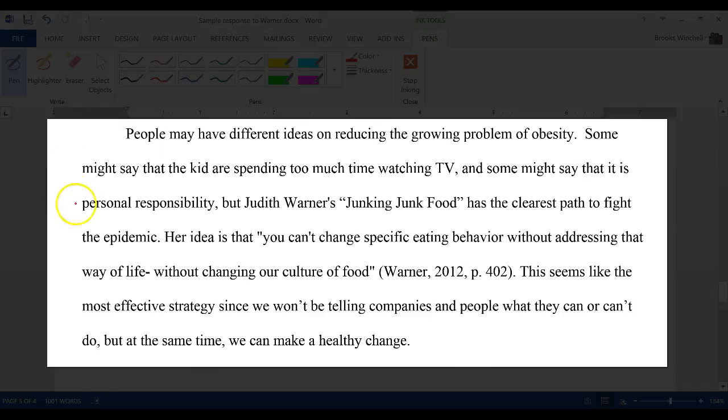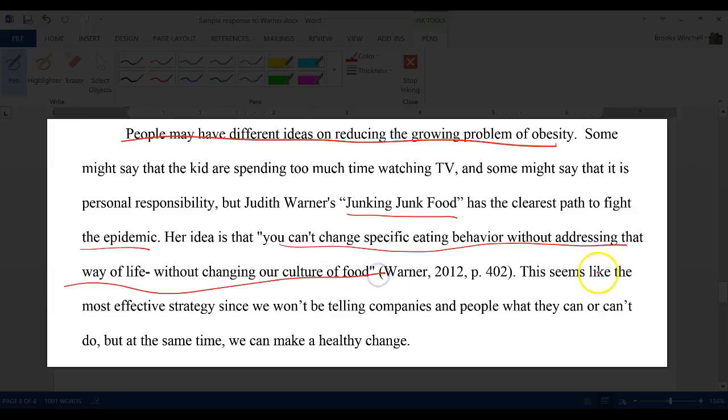And here he moves into his conclusion. He says, people may have different ideas on reducing the growing problem of obesity. Some might say that kids are spending way too much time watching TV, and some might say that it is personal responsibility. But Judith Warner's Junking Junk Food has the clearest path to fight the epidemic. Her idea is that you can't change specific eating behavior without addressing that way of life, without changing our culture of food. This seems like the most effective strategy, since we won't be telling companies and people what they can or can't do, but at the same time we can make a healthy change.